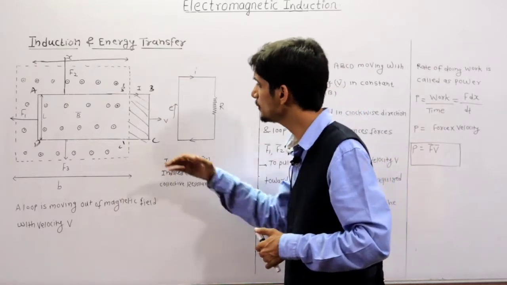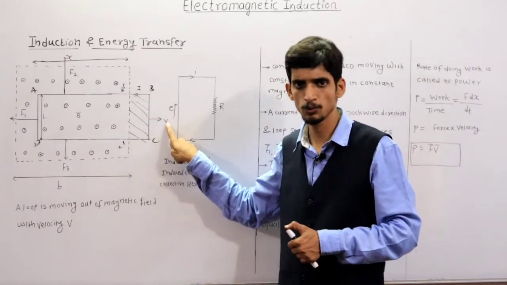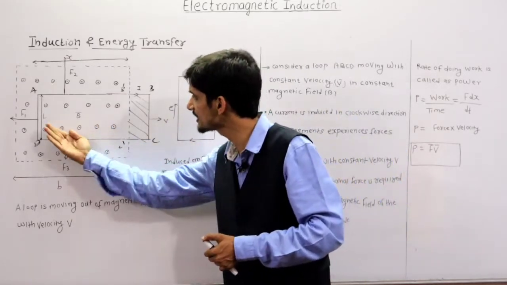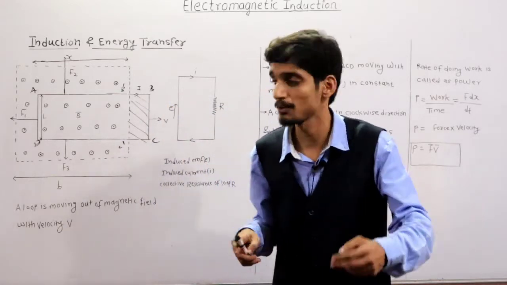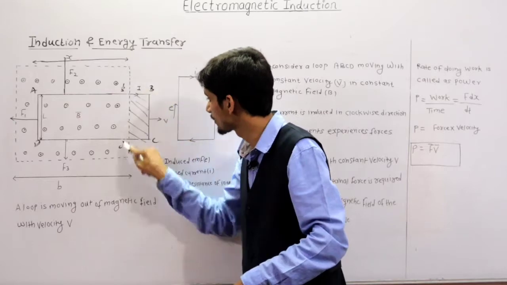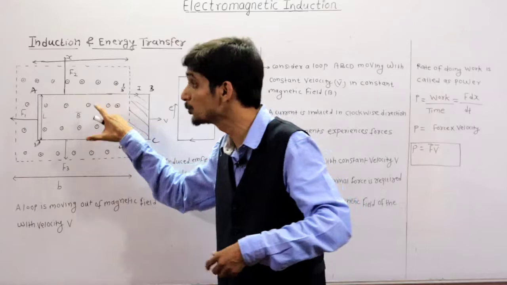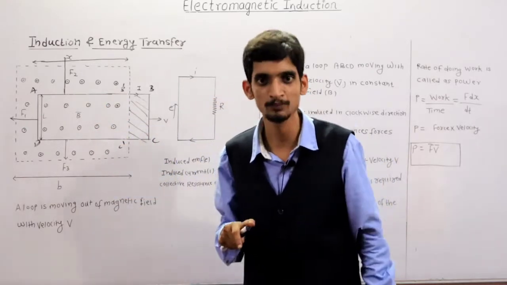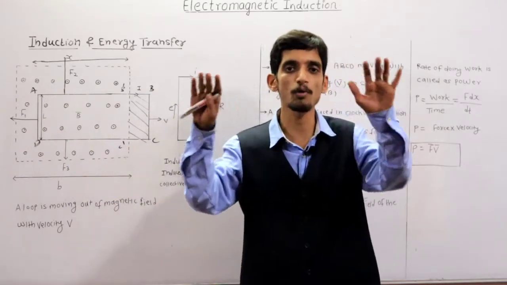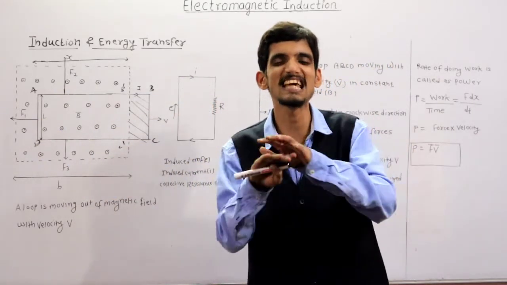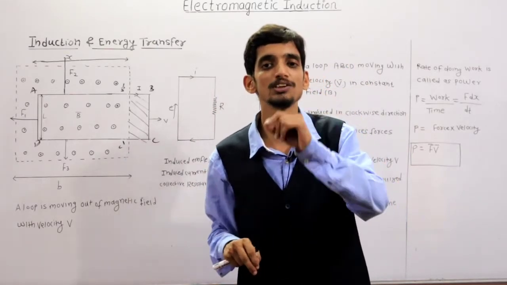What happens when the loop is moving out of this magnetic field with constant velocity v towards the right side? Definitely, the magnetic field, which is stationary, is cut by this segment B dash C dash. So now the flux linked with that loop changes. Initially the entire flux is present, so all sides of the loop face the same amount of flux. There is no change in flux, so the induced EMF is 0.